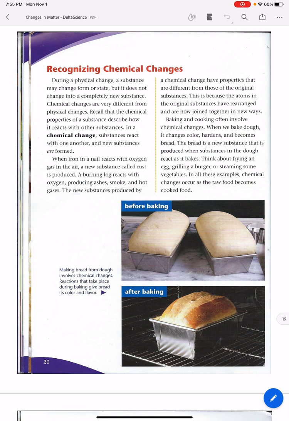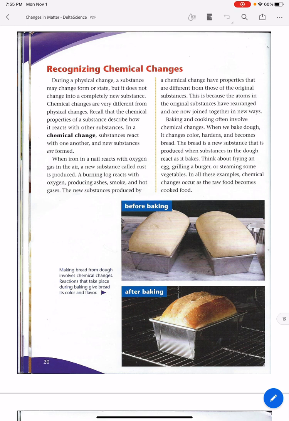When iron in a nail reacts with oxygen gas in the air, a new substance called rust is produced. A burning log reacts with oxygen, producing ashes, smoke, and hot gases. The new substances produced by a chemical change have properties that are different from those of the original substances. This is because the atoms in the original substances have rearranged and are now joined together in new ways.